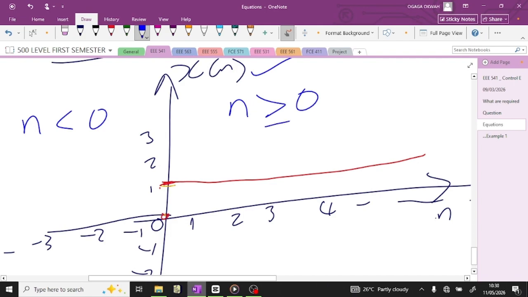When n is greater than or equal to 0, look at it. When n is 0, we have x of n. When n is 1, we have x of n. So as long as n is greater than or equal to 0, we have x of n existing. Okay, so we'll use this idea in the next video.